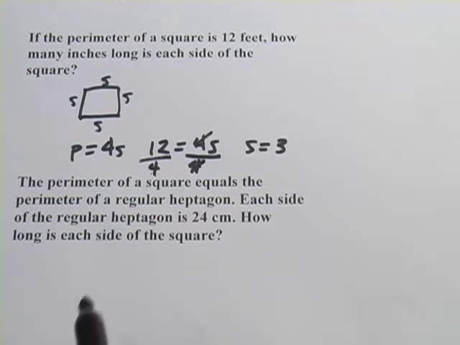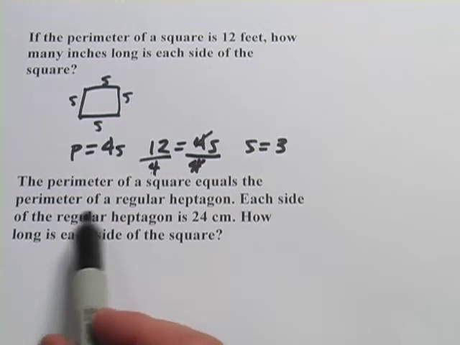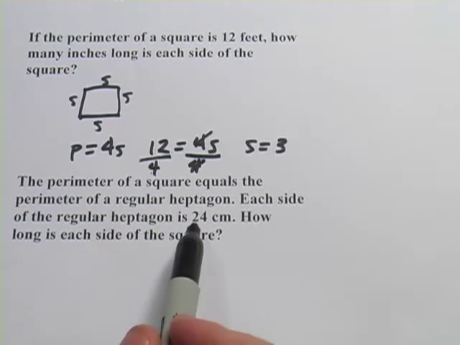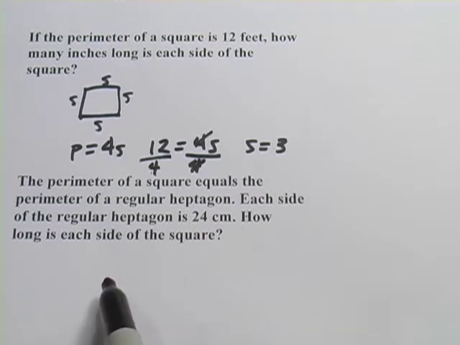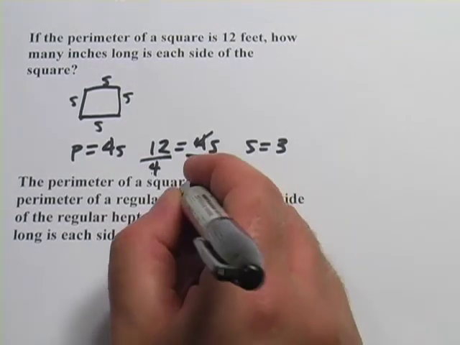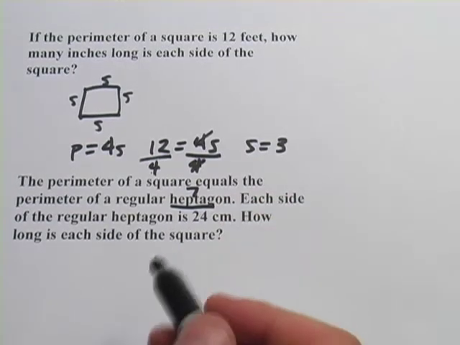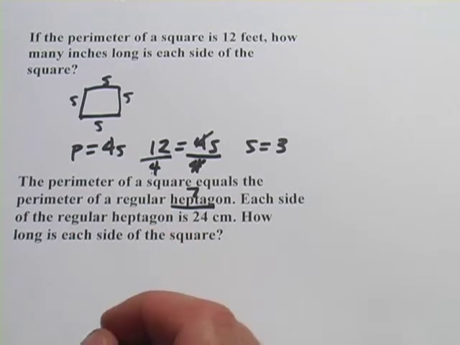Okay, last one. This one says the perimeter of a square equals the perimeter of a regular heptagon. Each side of the regular heptagon is 24 centimeters. How long is each side of the square? So this is pretty complicated. We might have to look up what a heptagon is. A heptagon has 7 sides. So the perimeter of a heptagon would be its side times 7. And then we have a perimeter of a square, and a square, of course, has 4 sides.